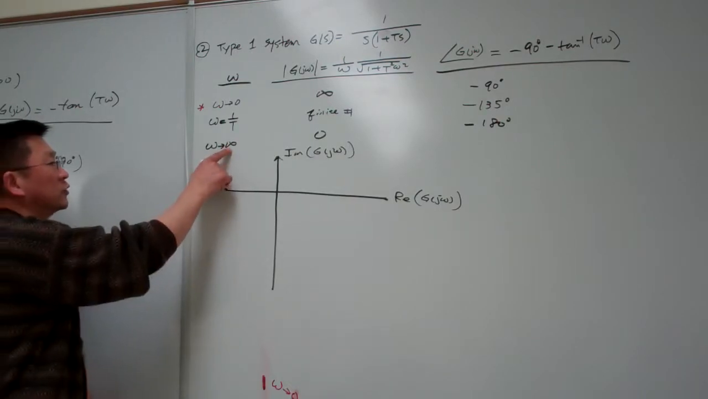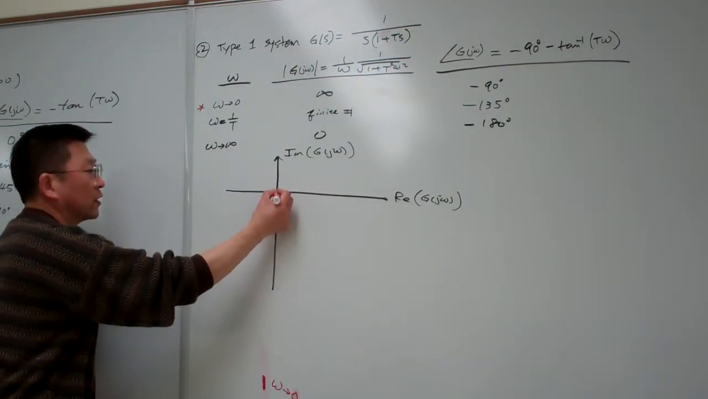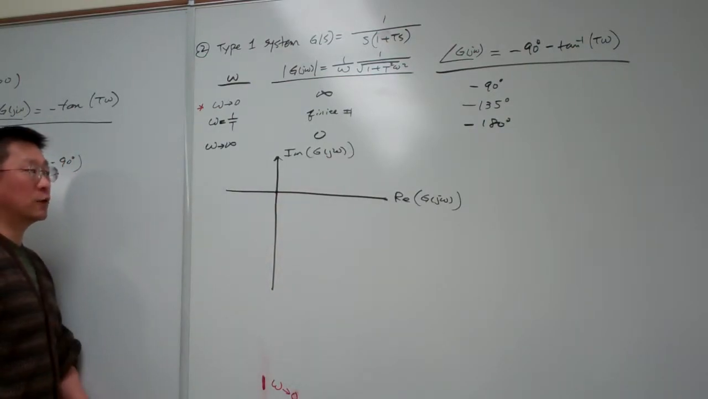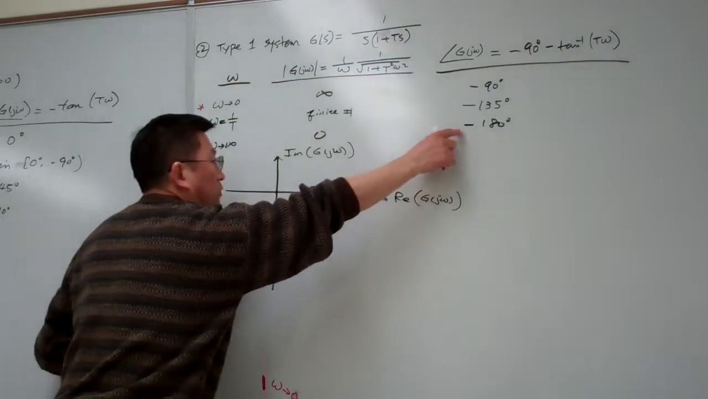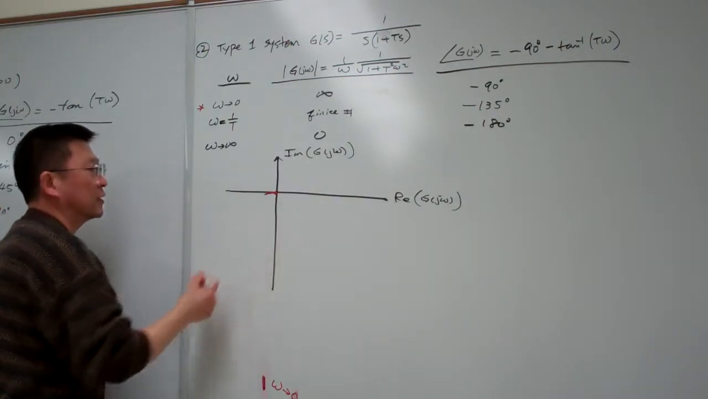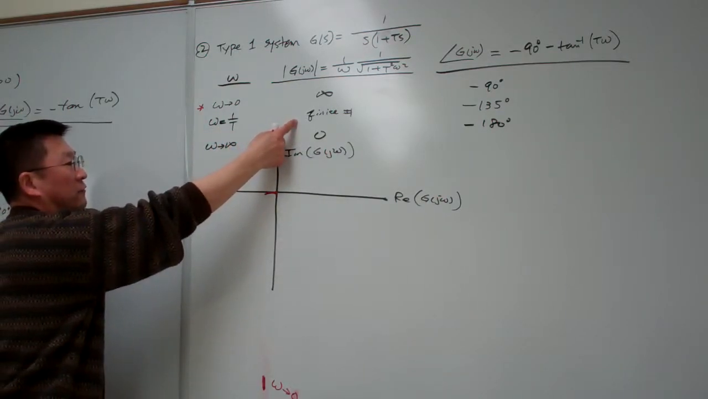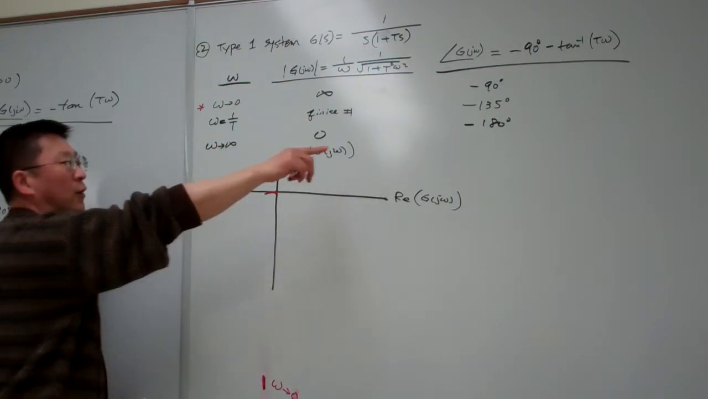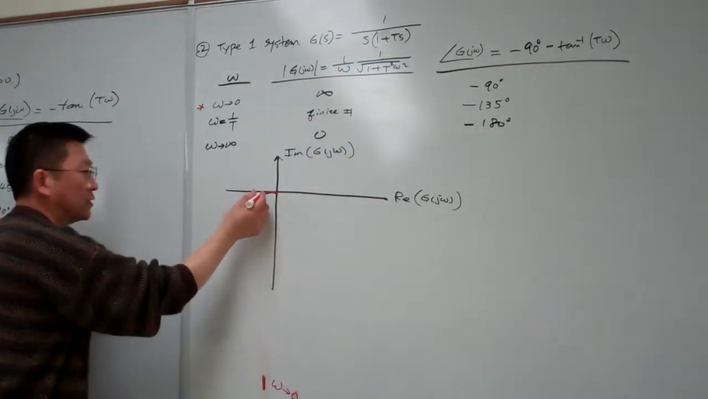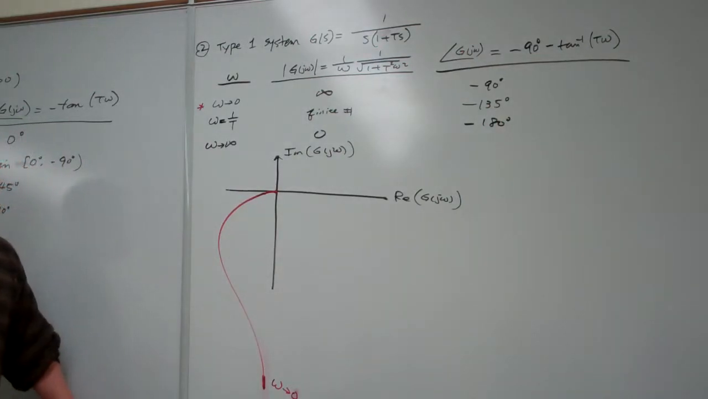Then when omega approaches infinity, the magnitude equals 0, so basically it approaches close to the origin. Its approach angle is -180. So I would say locally it is somewhere here, okay? And in between, for any finite numbers, the angle is between -90 and -180. So in between, it is something like this.